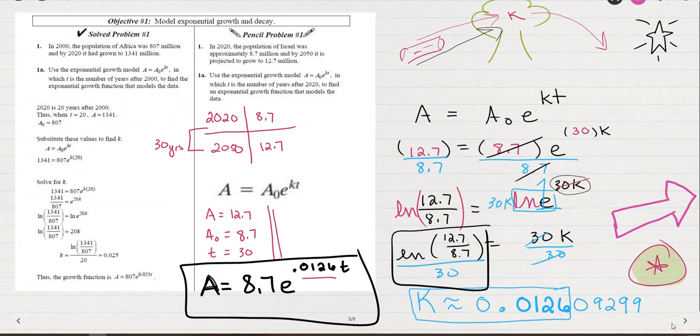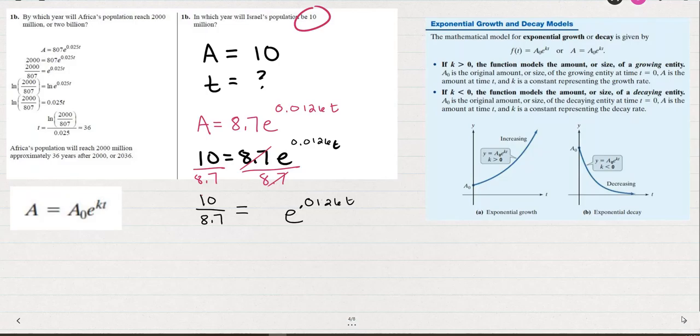Okay, we can continue to answer further questions about this model. Here's an example. In which year will Israel's population be 10 million? So in other words, find t when the amount A is 10. I've got the growth model from the other page. The amount is equal to the initial amount of 8.7 times e to the kt, so 0.0126 t. And then I can replace the A, the amount, with 10, because that's the amount we're given for this question.